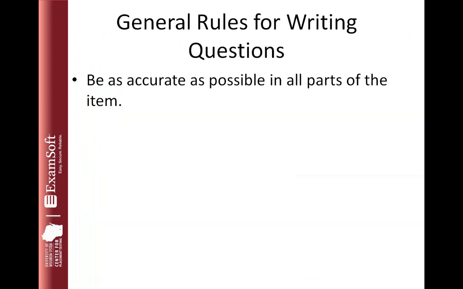We want to be as accurate as possible in all parts of the item. So for example, we do foreign language testing in French, German, and Spanish. And one of our requirements when we're writing test items is that we do not include verb tenses that don't actually exist as distractors. They're often very appealing to examinees that maybe are not as strong in the language, but if it's not a verb tense that actually exists in the language, we won't use it because that's just making it inaccurate.